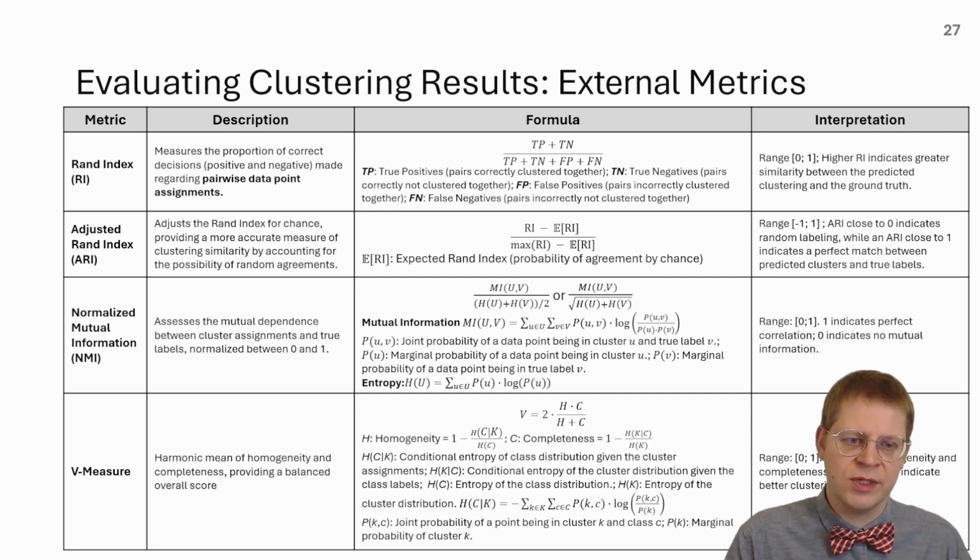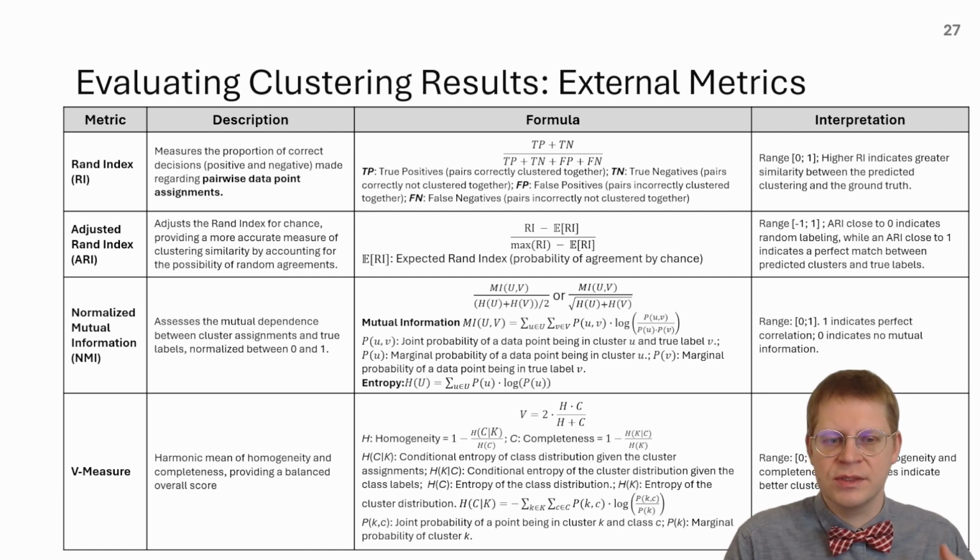It is useful for datasets where the focus is on pairwise relationships. And there is an adjusted version of this index. The adjustment makes it more robust to random agreements. And it helps remove the bias introduced by random cluster assignments, especially in datasets with many classes.